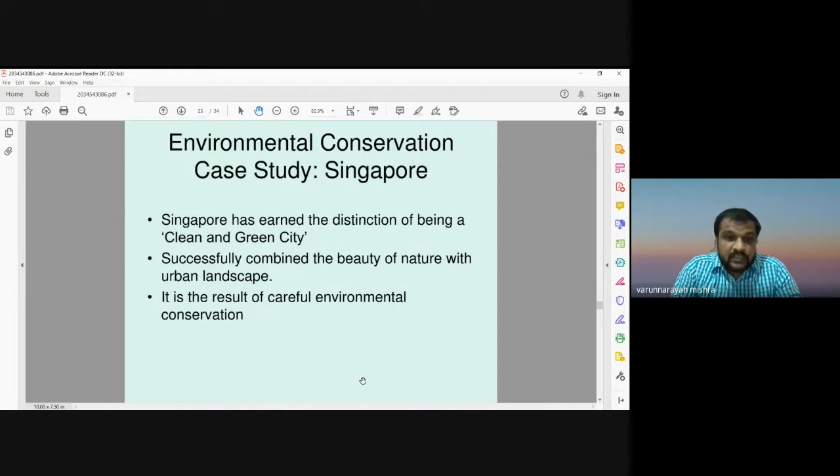It is the result of careful environmental conservation. This case study is selected because of the successful implementation of environmental conservation practices in Singapore. They combined the beauty of nature along with urban development. It is considered one of the clean and green cities of the world, and this is possible because of careful environmental conservation. Okay, so moving to next slide.